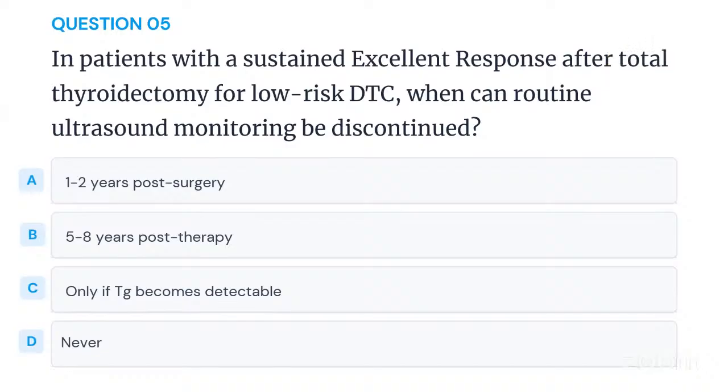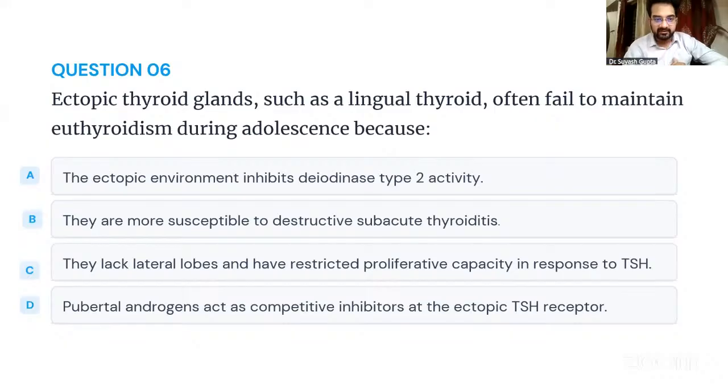So next question, sir. Ectopic thyroid glands, such as a lingual thyroid, often fail to maintain euthyroidism during adolescence because A, the ectopic environment inhibits deiodinase type 2 activity. B, they are more susceptible to destructive subacute thyroiditis. C, they lack lateral lobes and have restricted proliferative capacity in response to TSH. Or D, pubertal androgens act as competitive inhibitors at the ectopic TSH receptor.